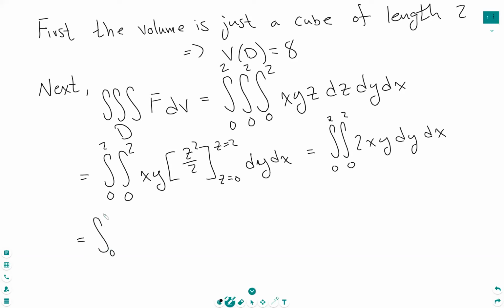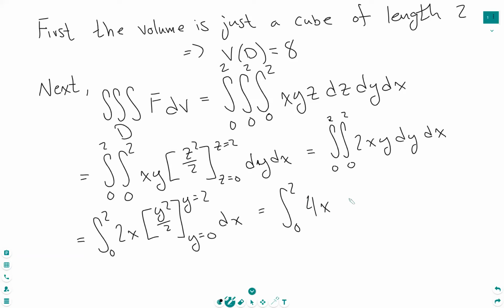Or the single integral from 0 to 2 of 2 times x. We do our y integration now. We get a y squared over 2, where y is equal to 0 and y is equal to 2, dx. This just gives us the integral from 0 to 2 of 4 times x dx.